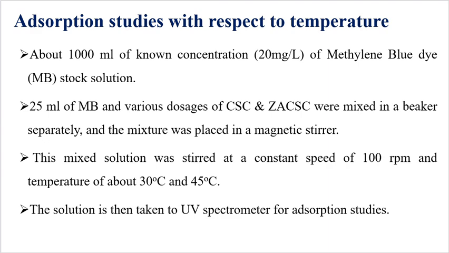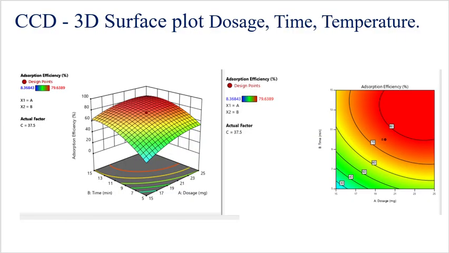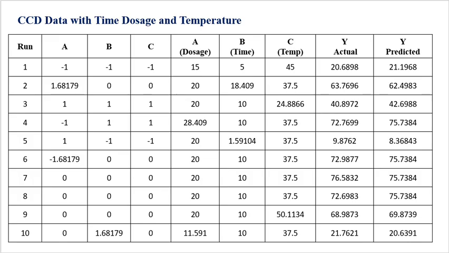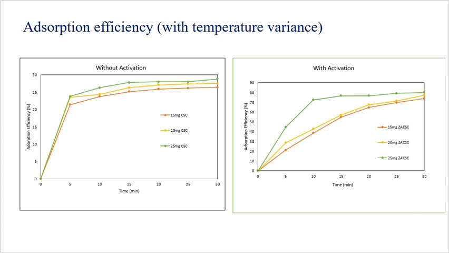So now the adsorption studies with temperature. The previous studies of adsorption were done at room temperature, but here 45 degrees Celsius is added. And this is the 3D surface plot of cotton stalk carbon and CCD studies for time, dosage, and temperature. The efficiency goes up to 25% in cotton stalk carbon and 80% in zinc chloride activated cotton stalk carbon.